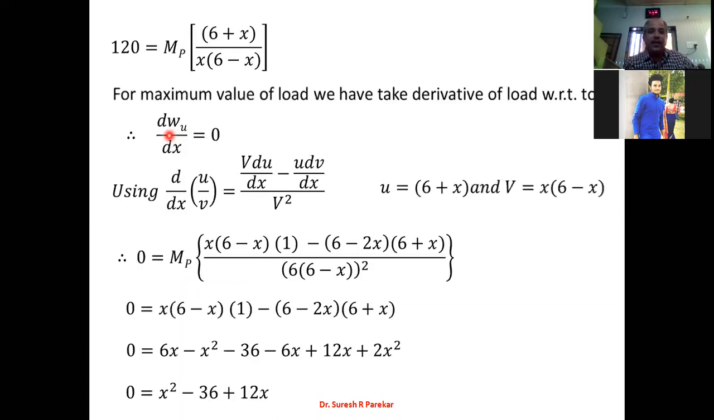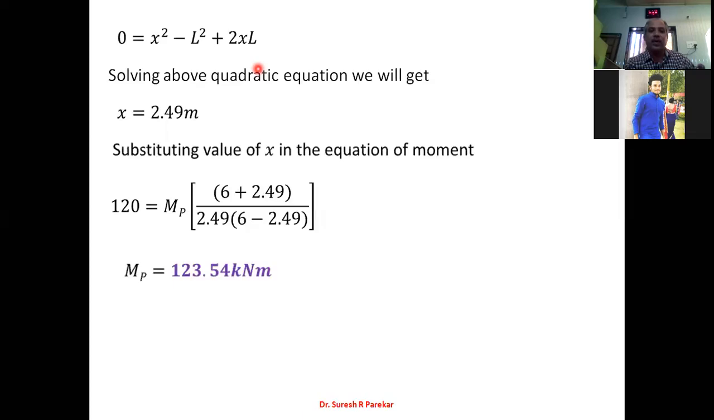You can see we have 120 equal to MP into 6 plus x upon x into 6 minus x. So you can put the value over here. If you substitute it, 120 equals MP into 6 plus 2.49 upon x into 6 minus x. If you rearrange the terms and simplify this value, I will get the value of MP as 123.54 kilonewton meter.